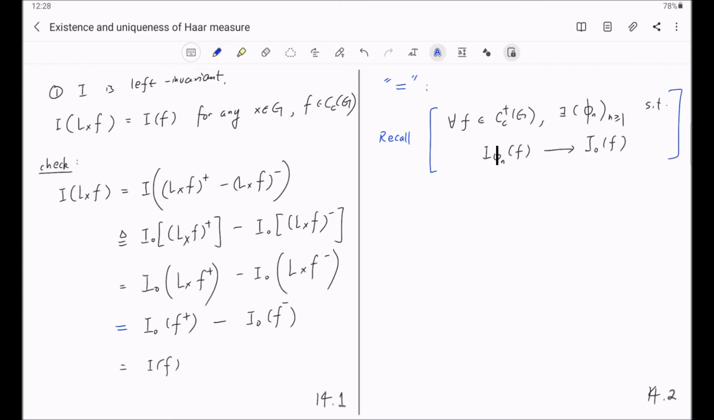We have this convergence property: for any f in C_c^+(G), there exists a sequence φ_n such that I_{φ_n}(f) converges to I0(f). Now, because I_{φ_n}(f) is defined to be (f : φ_n) over (f0 : φ_n).